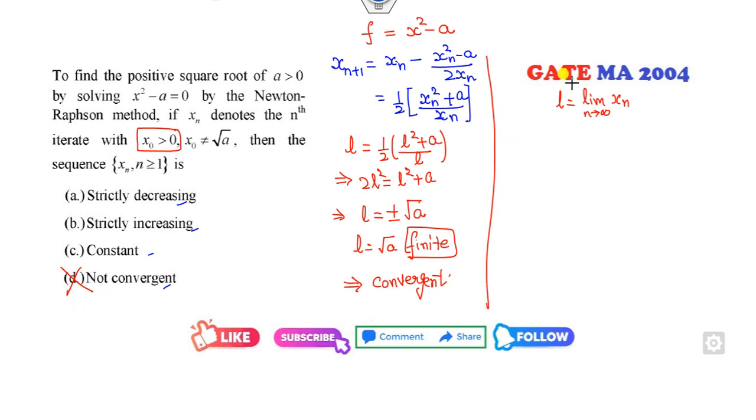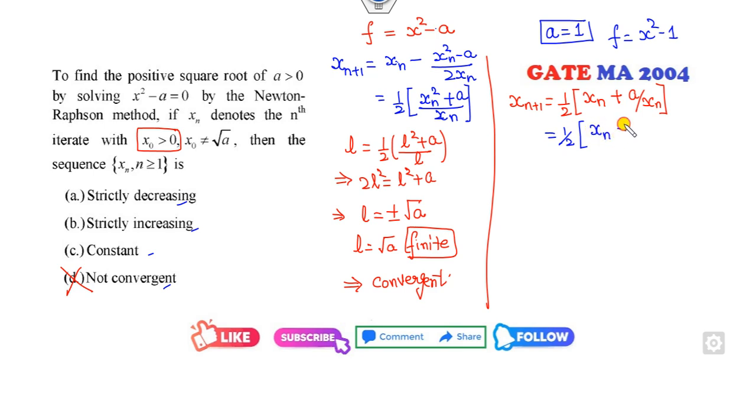Now, how can you say whether it's increasing, decreasing or constant? I can see it here: x_{n+1} is half of x_n plus a over x_n. For the sake of simplicity, I can say a is 1, so my function is x squared minus 1. So I can substitute here, x_n plus 1 over x_n. Now, the root is 1, which lies between 0 and 2. So I can choose any initial number. 1 is the root.